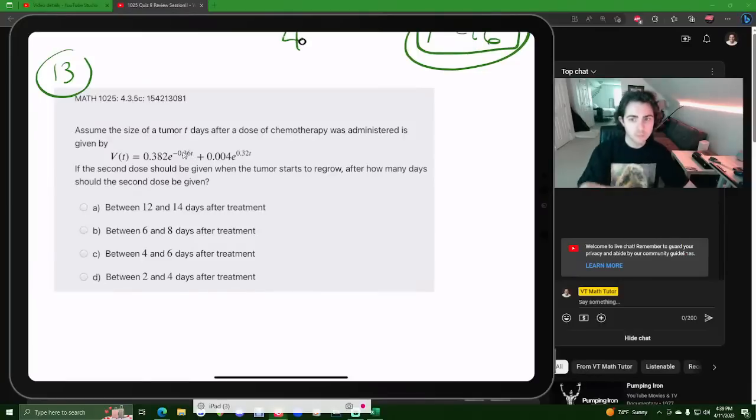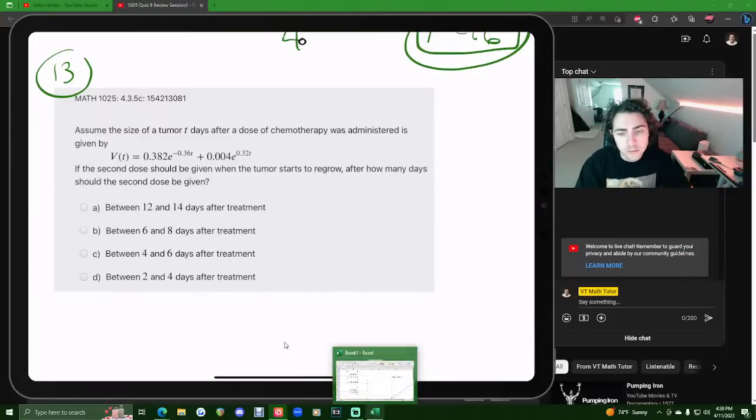We want to find the minimum of the size of the tumor, because what they did is administer a dose of chemotherapy, which is meant to shrink the size of the tumor. But then they say they're going to administer the second dose right when it starts to regrow, which is right at the location of the minimum, where it's shrinking and then it starts growing again. So we're going to graph this function and find where its minimum is, and it's going to be somewhere in this window. These are the t values, the x values, the input values that we're going to plug into Excel.